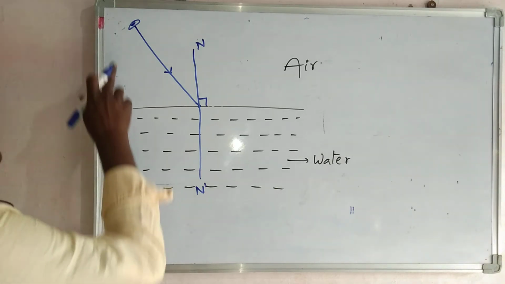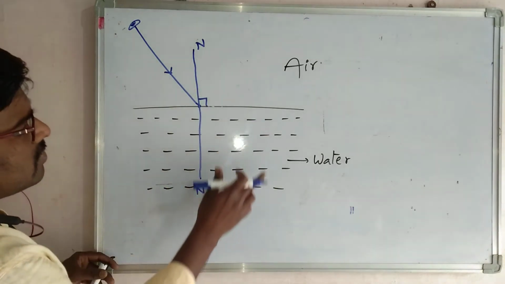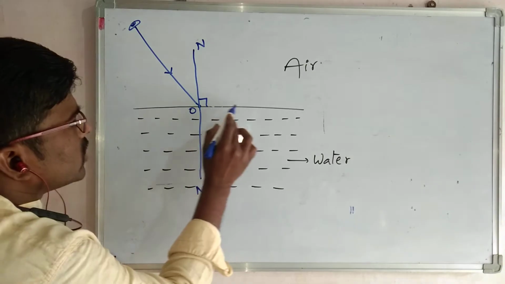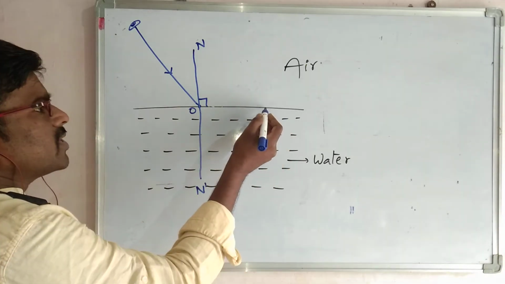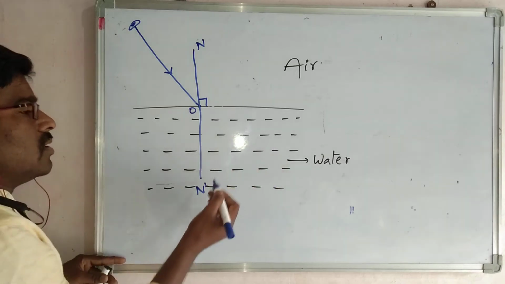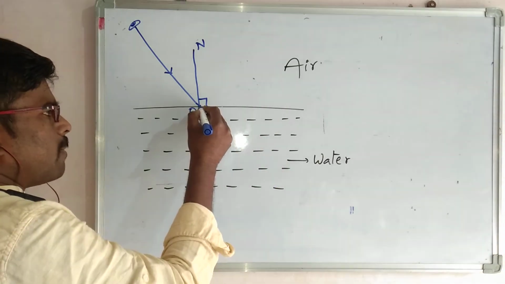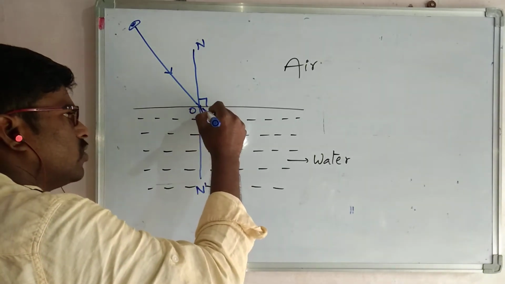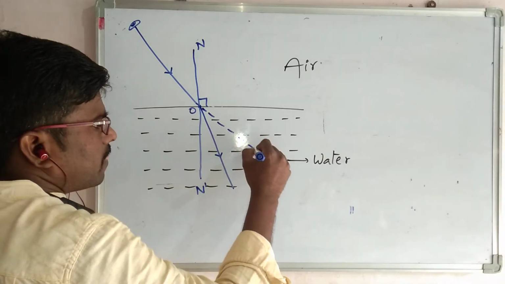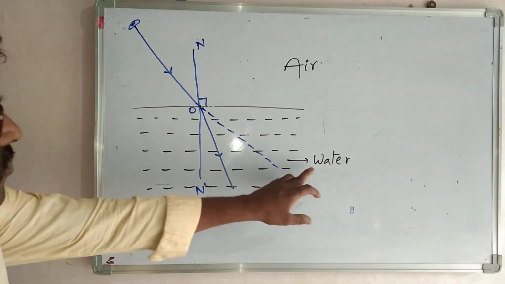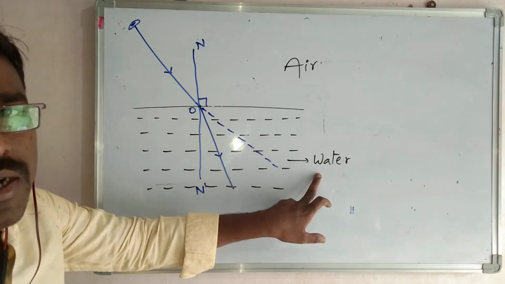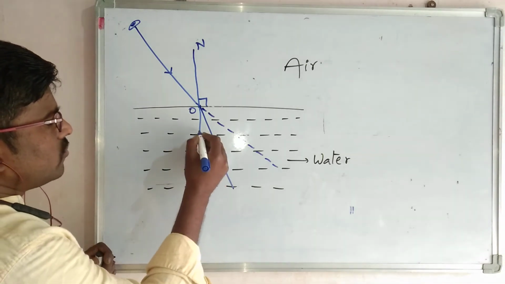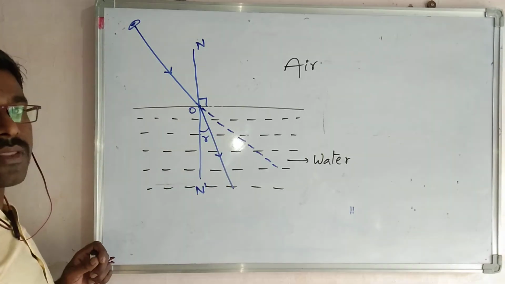Okay, right. When a light ray travels from air to water, it will bend at the interface. Here this is known as the interface. Interface means the separation of the air and the water. At this place, the light ray will bend like this. Actually, this light ray would move along this particular path, but because of the water medium, it will bend and move towards the normal. It makes a certain angle.